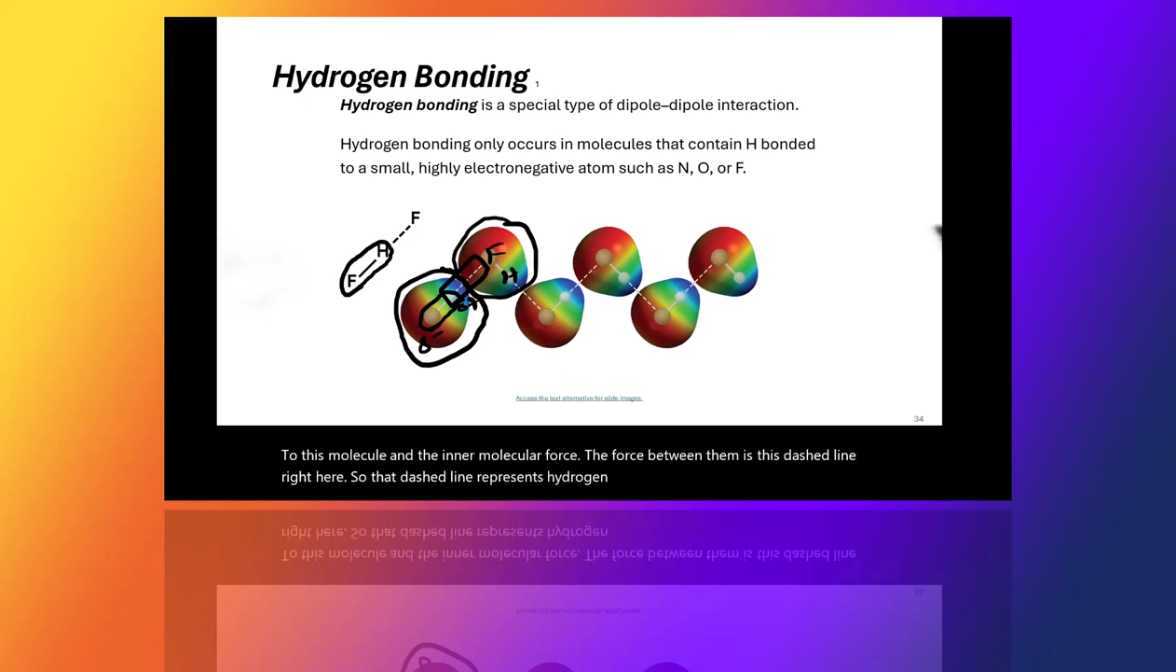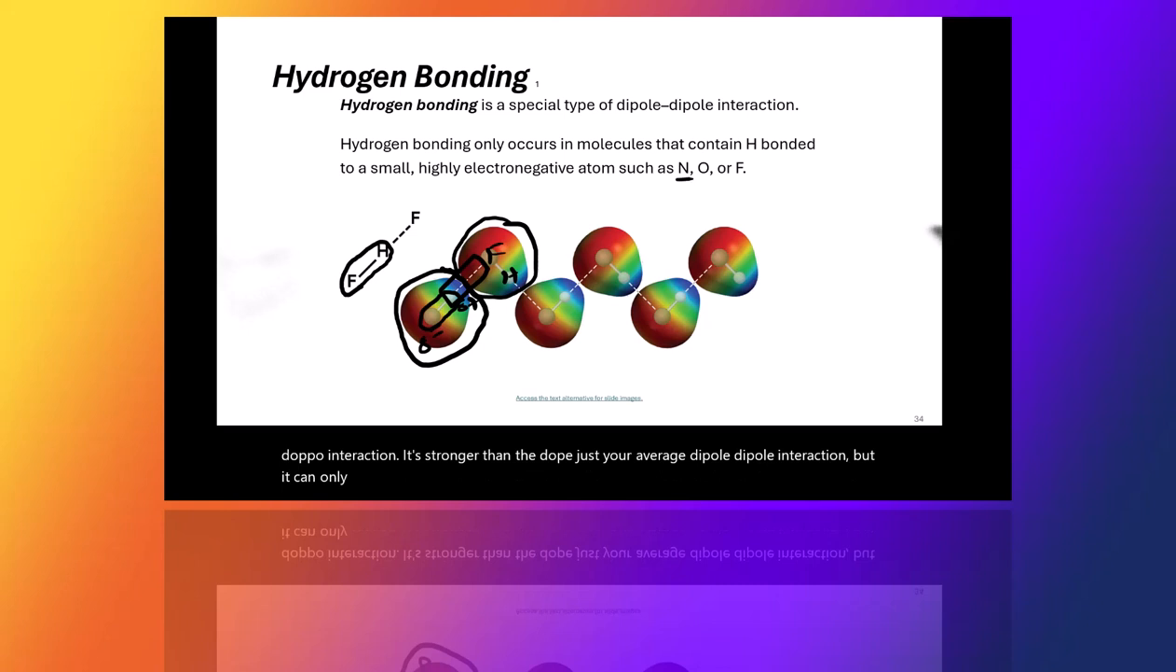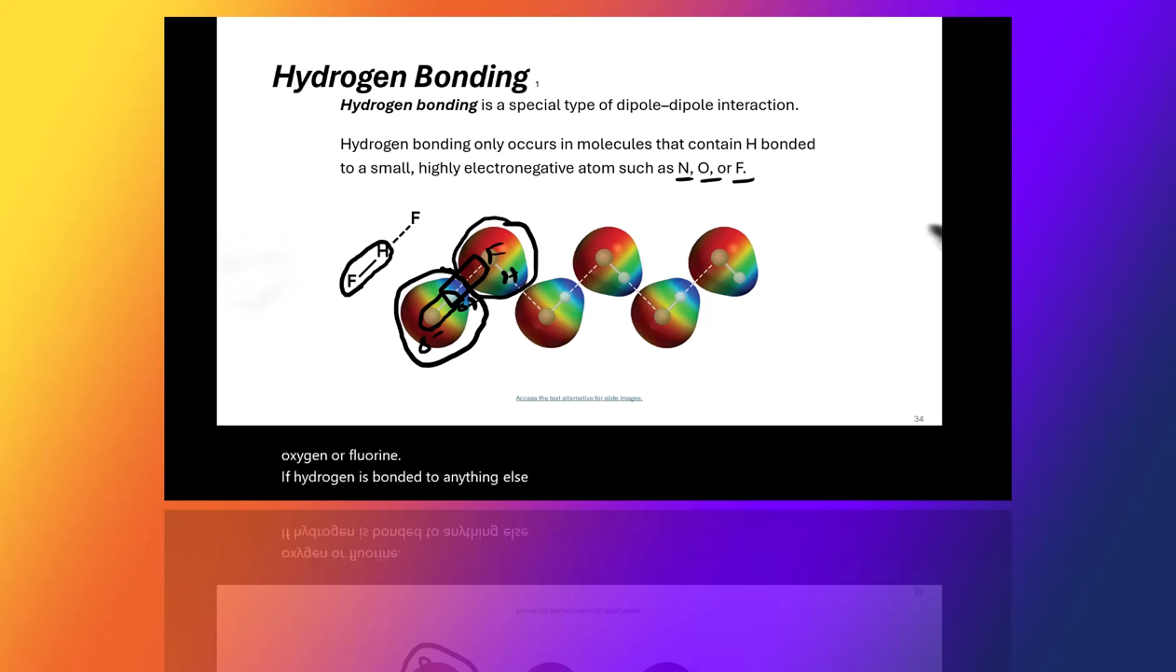It's a special type of dipole-dipole interaction. It's stronger than just your average dipole-dipole interaction. But it can only occur when hydrogen is bonded to one of these 3 elements: nitrogen, oxygen, or fluorine. If hydrogen is bonded to anything else, hydrogen bonding does not occur.